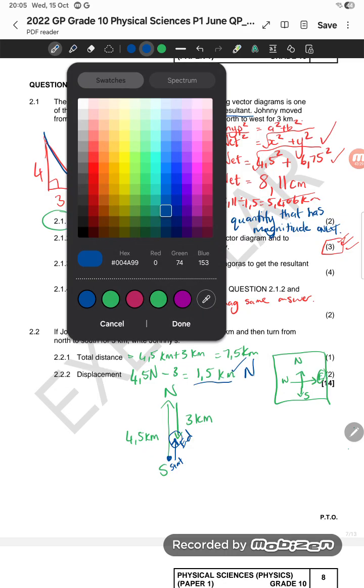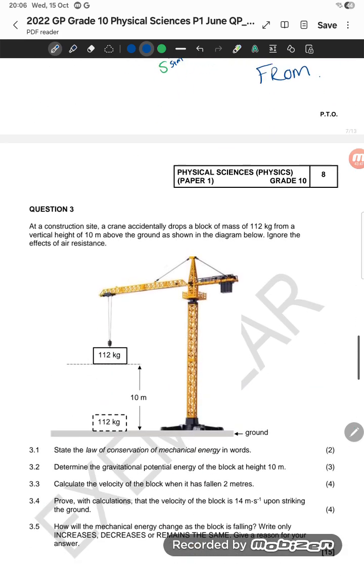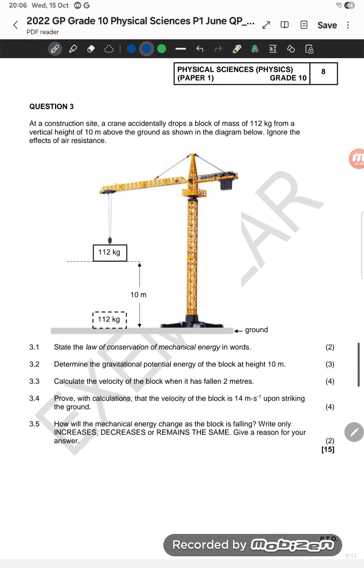And where's it north from? It's north from where you started. Please, you need to use this word "from" a lot. It's from and to. And it's 1.5 kilometers north. And you can say, if you want to, from start. But it's implied it's from the start. Okay, cool. Question 3. This is not too difficult.